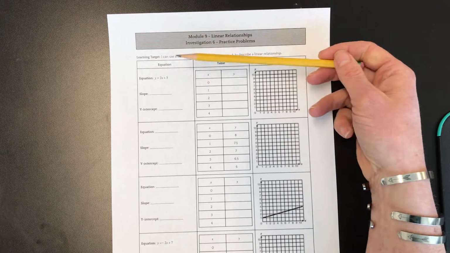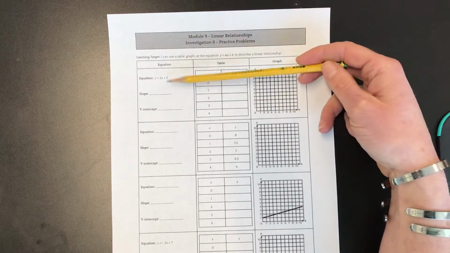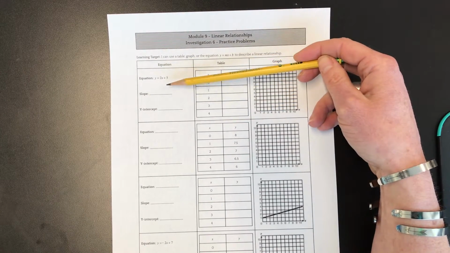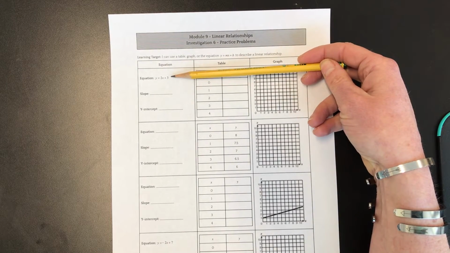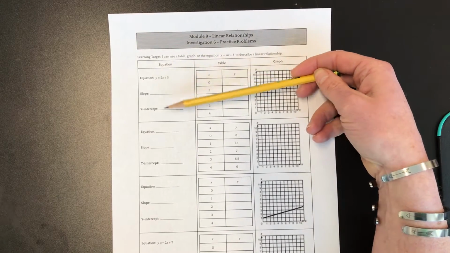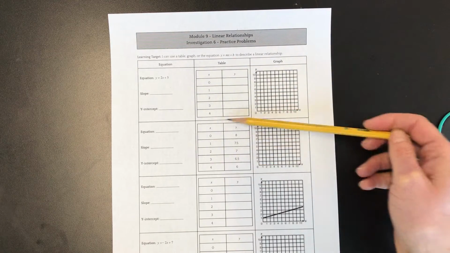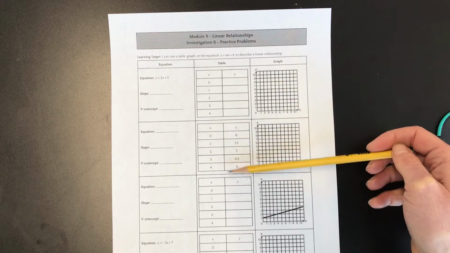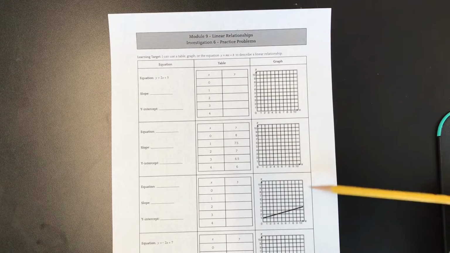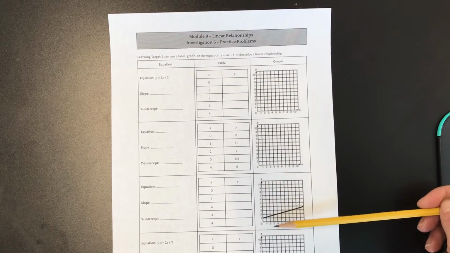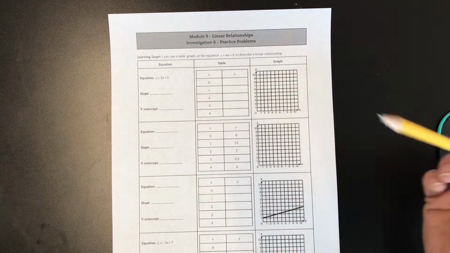So in each of these, you have a spot for some equation information, some table, and some graph. And you're going to get one piece of information, and then your goal is to fill out everything else. So in this one, for example, they've given me an equation, and I would need to identify the slope and the y-intercept, and then create a table and a graph. This one down here, they've given me the table, and I would need to create the equation, slope, y-intercept, and the graph. This one down here, they've given me the graph, and I'll need to create the table, equation, and identify the slope and the y-intercept.